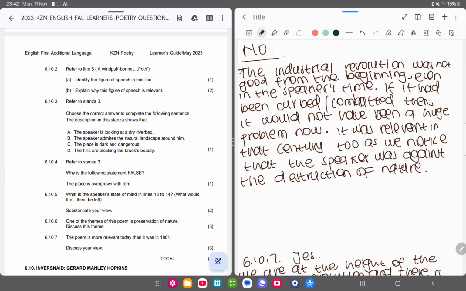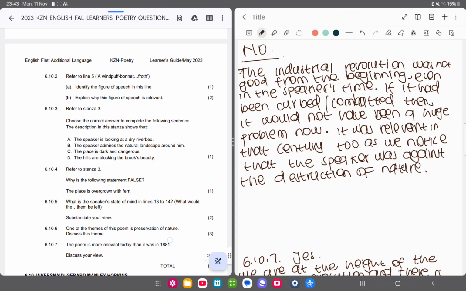Right, so we can say it is not relevant now than then, because this literally in the 1800s, that is when the Industrial Revolution started happening. So we can say that if this Industrial Revolution had been stopped then, now we would not be facing an international crisis of global warming and the rest. So hence we are saying that no, it is not relevant now than it was then.